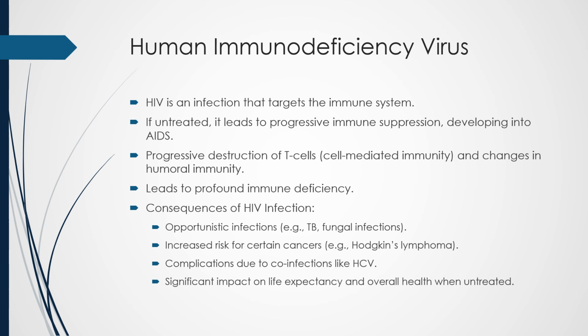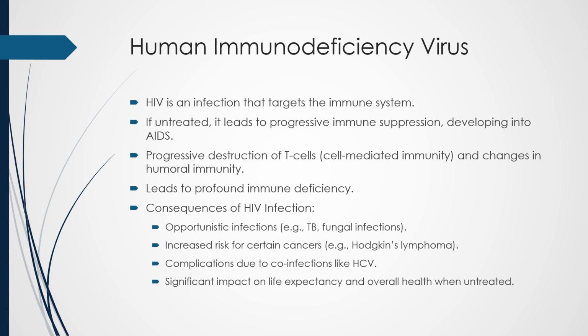Human immunodeficiency virus, also known as HIV, is an infection that targets the immune system. If untreated, it leads to progressive immune suppression, developing into AIDS. HIV was first identified in 1981, with the earliest infected blood samples dating back to 1959. Viral emergence is estimated to be around the 1930s based on computer analysis.